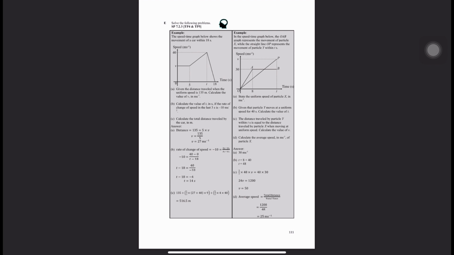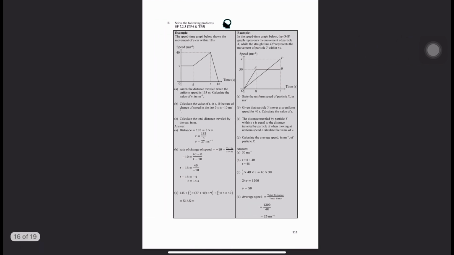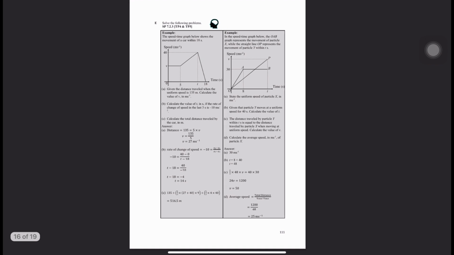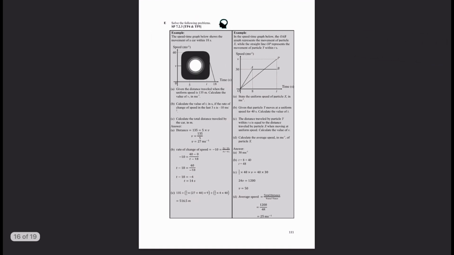Okay, now to the last part. E. Okay. Solve the following problems. Okay, so there are 2 examples over here. Okay, awak boleh baca lah. Okay, cuba baca dan cuba fahamkan.